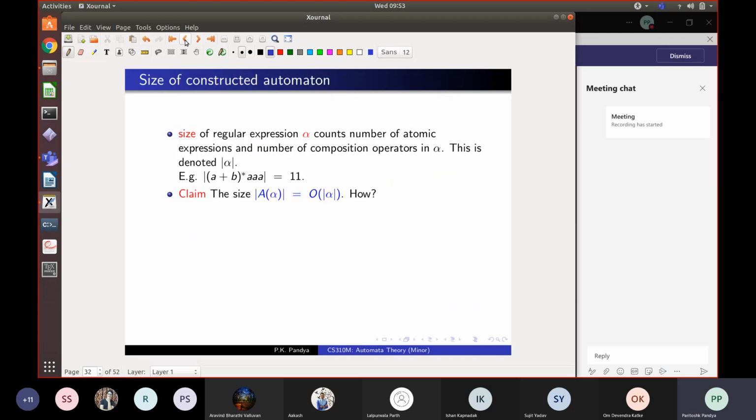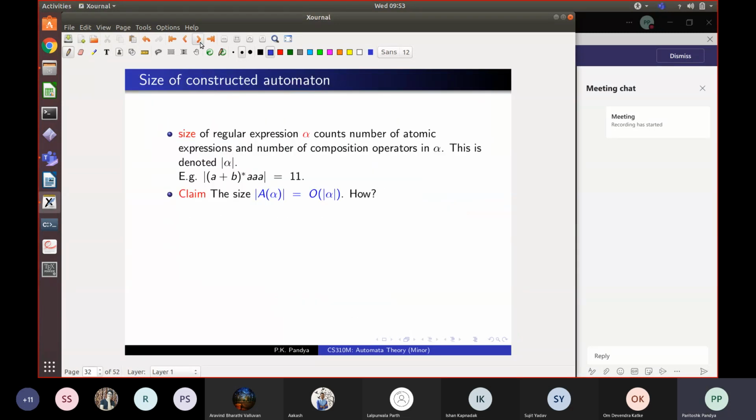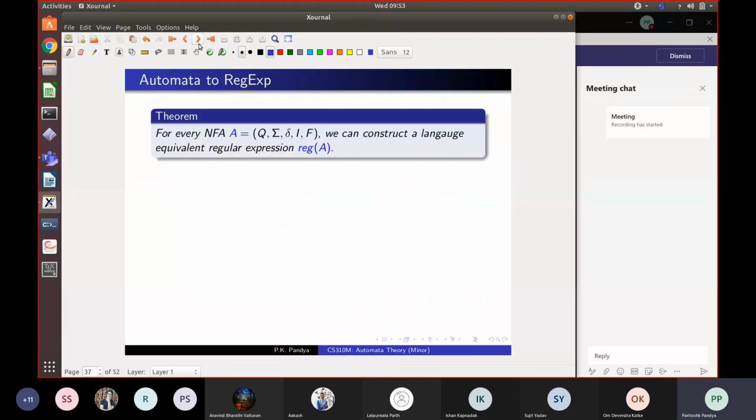And what have we proved? Basically, we have proved that for every regular expression alpha, we can construct an epsilon NFA and hence also a DFA such that the language of alpha is equal to the language of the automaton constructed. That is, they both denote the same language. And the size of the epsilon NFA constructed is linear in the size of the regular expression, which doesn't blow up, which means the size of the DFA is at most exponential. Right, so we know what is going on in the worst case.